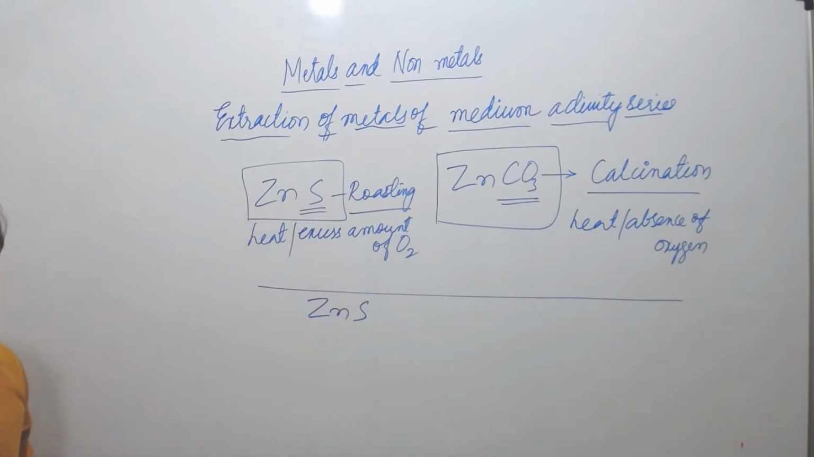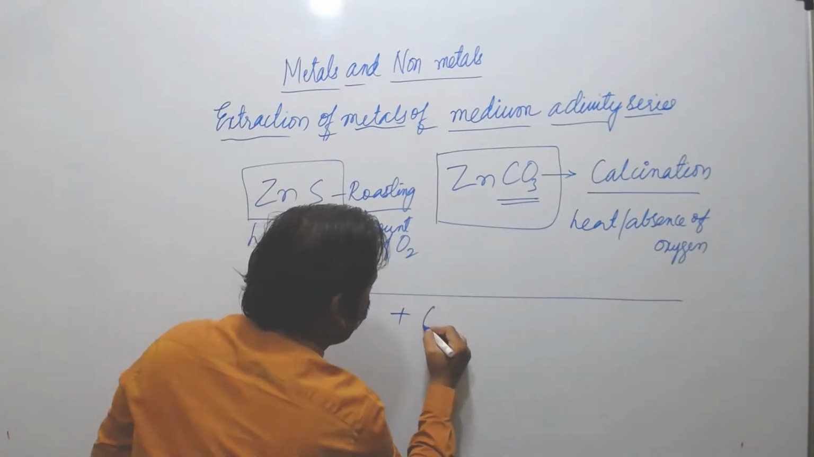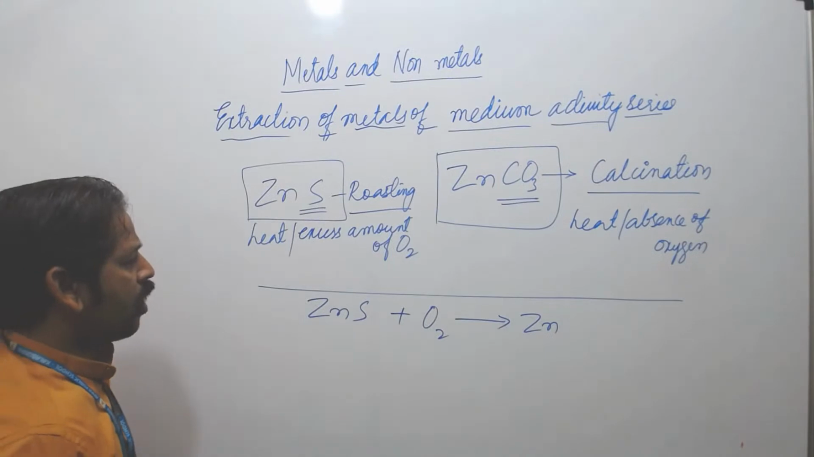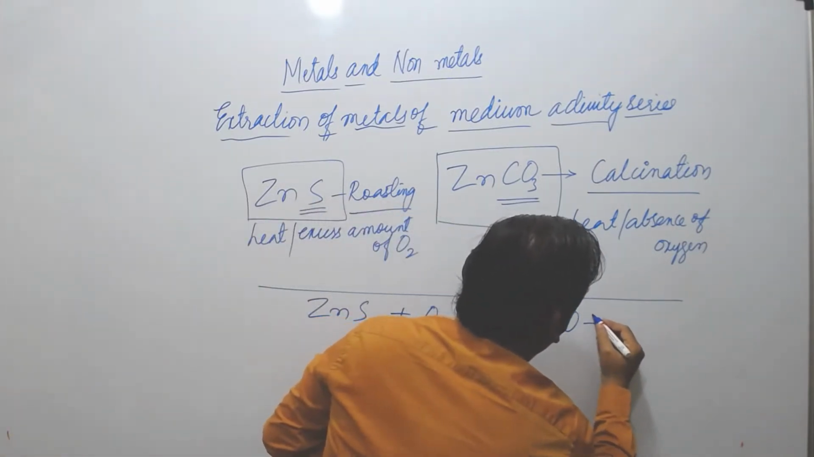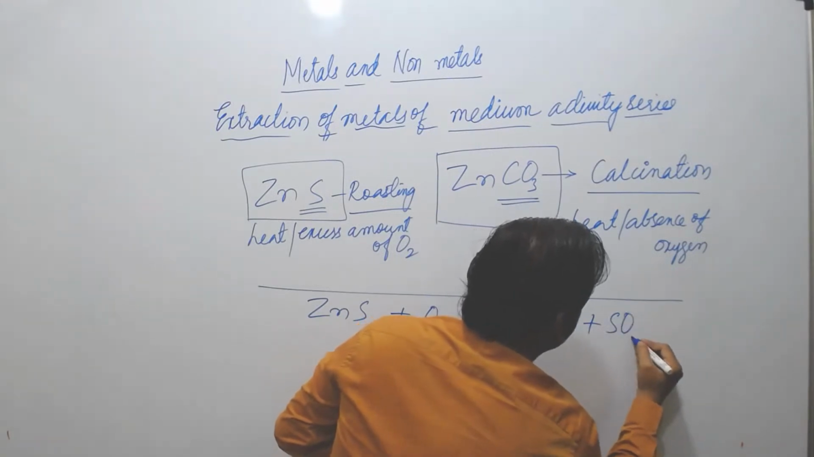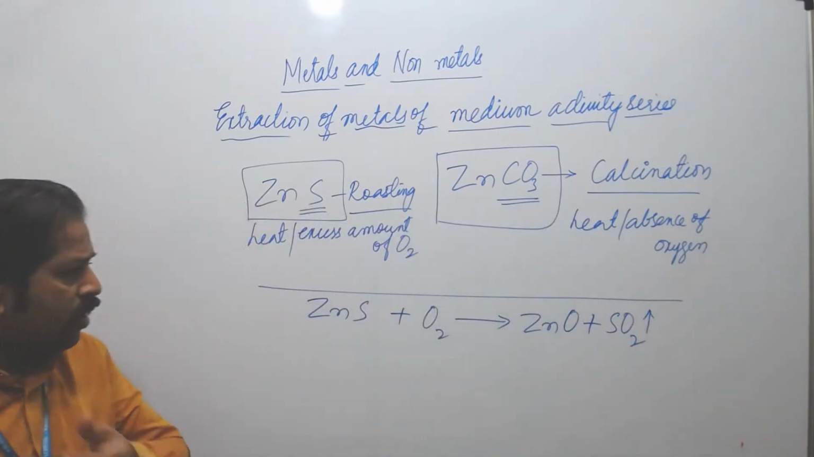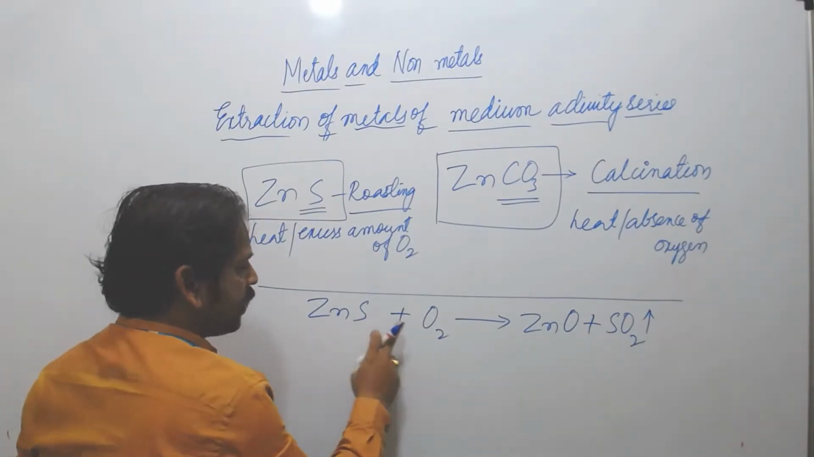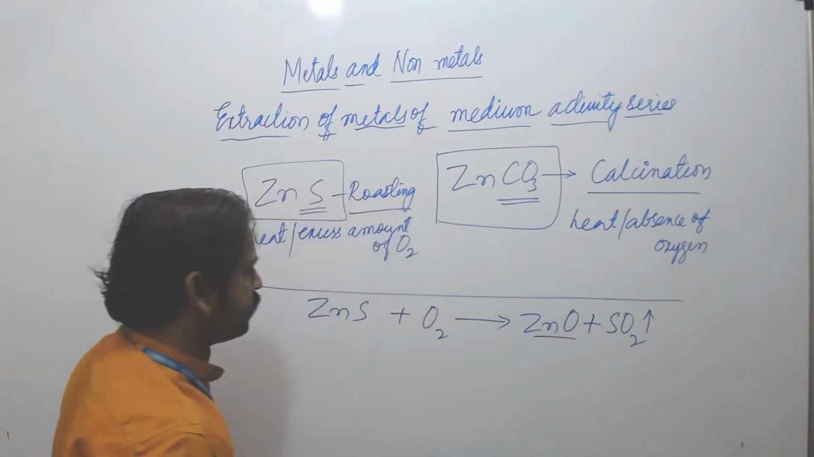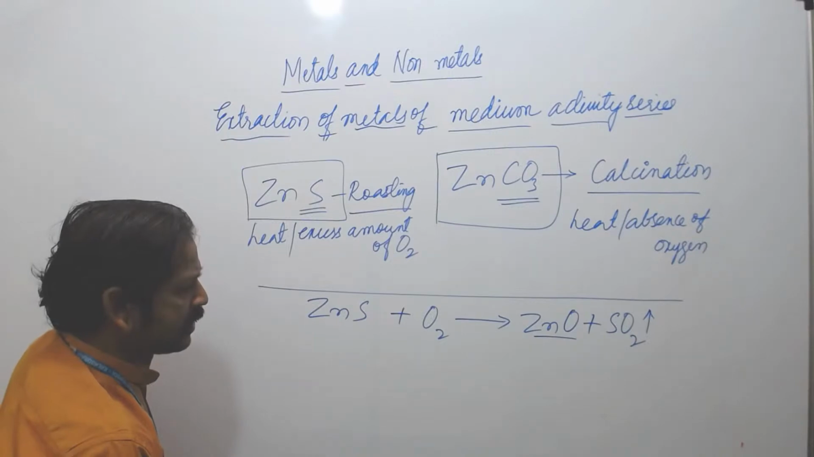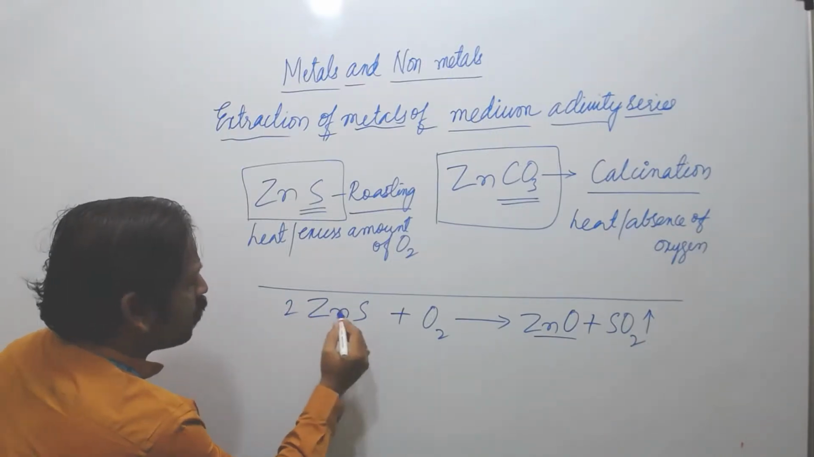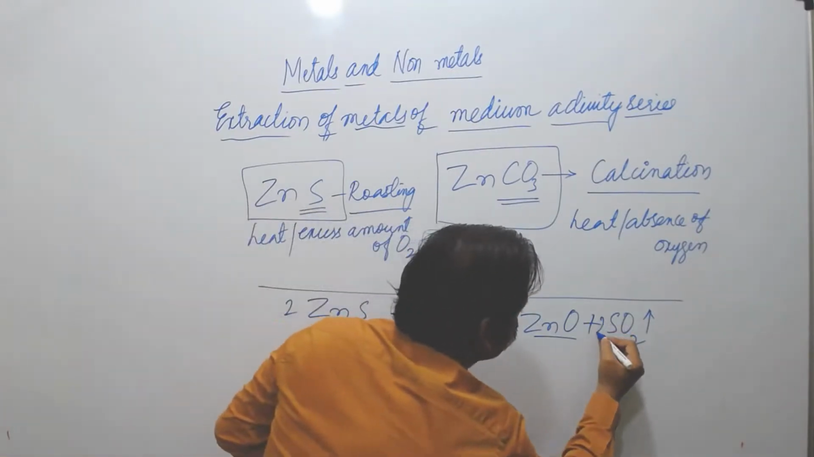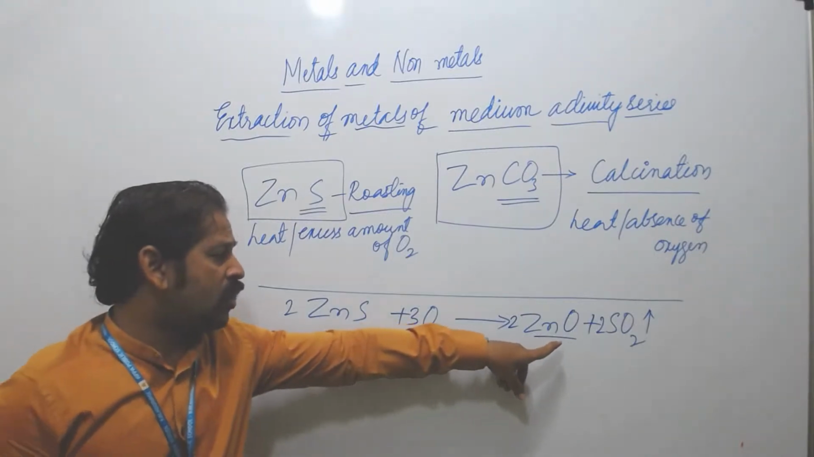Zinc sulfide reacts with the oxygen to form zinc oxide and sulfur dioxide. Zinc oxide is there and sulfur dioxide is there. Now we have to balance the equation. 2ZnS plus 3O2 gives 2ZnO plus 2SO2. Okay, we have got the zinc oxide.